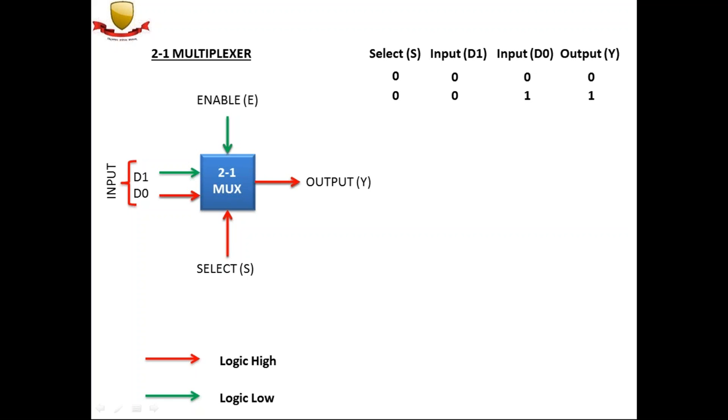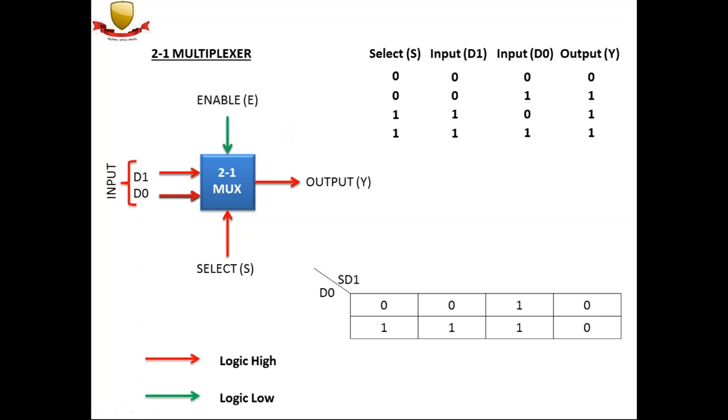In a similar case, this time the select input is high, and D1 is high, D0 is low. In that case the output will be 1. Why? Because it selected the D1 state. So if select is 0, D0 will be connected. If the select line is high, D1 will be selected. The same case you can find here as well. This time D1 and D0 both are high and the output will also be high, because D1 is still high.